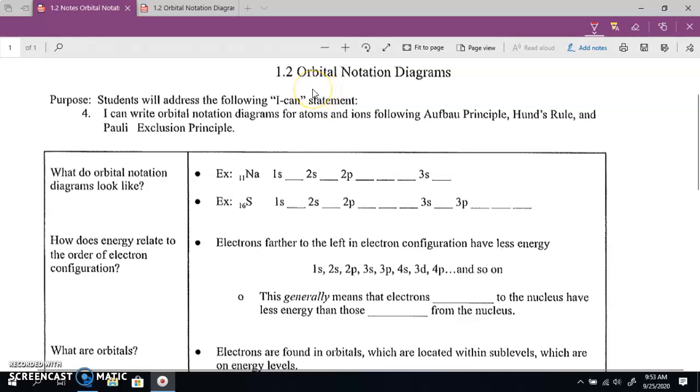Hi everybody, this is Mr. Short. Today we're going to be learning about orbital notation diagrams. Now remember, we're in section 1.2, and in section 1.2 we learn about different ways to represent electrons.